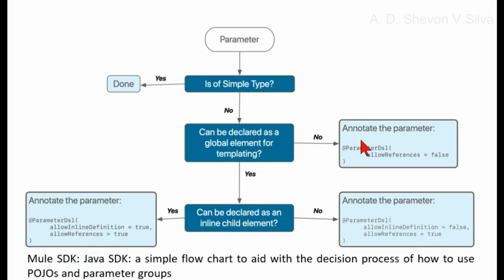If it is no, then annotate the parameter at parameter IDs allow references false, and can be declared as an inline child element. If it is no, then annotate the parameter at parameter is allow inline definition equal false and allow references to is true.